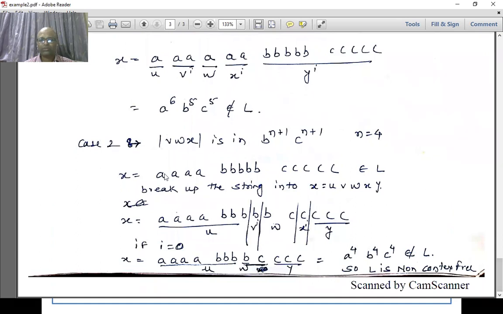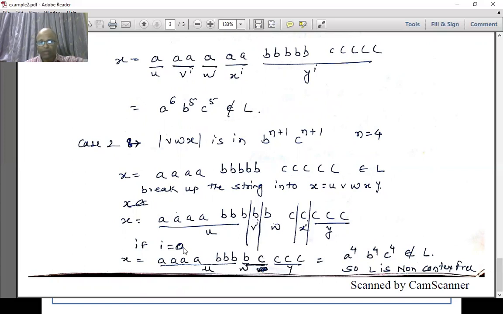What is condition number 2? So entirely this VWX should lie within this B raised to n and C raised to n. So we should make sure, considering this n equal to 4, I get this string, 4 A's, 5 B's, 5 C's. So break this string into UVWXY, where VWX lies entirely within these two boundaries. I should capture a few parts of B's and a few parts of C's. So if we break something like this, I have this pattern where V and X should not be null, and the length of VWX should be less than or equal to the pumping lemma constant 4. So the length of this is 4.